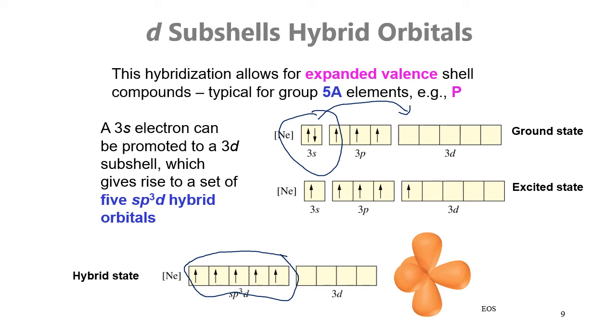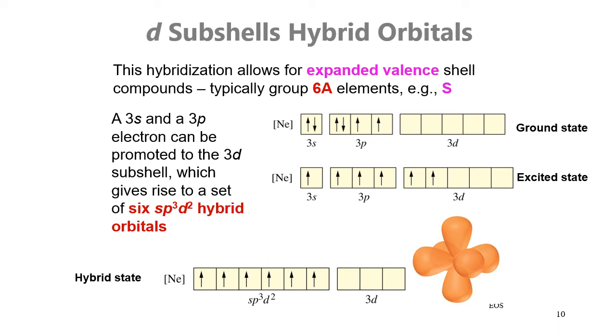So now the sp3d orbital is formed, which consists of 5 lobes. It can overlap with other orbitals from another atom to form molecules or compounds. You can see here, it actually contains 5: 1, 2, 3, 4, 5.